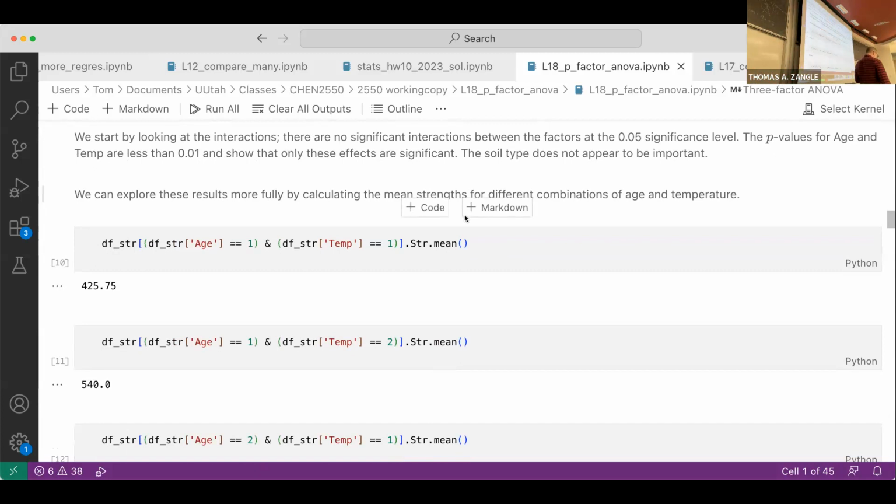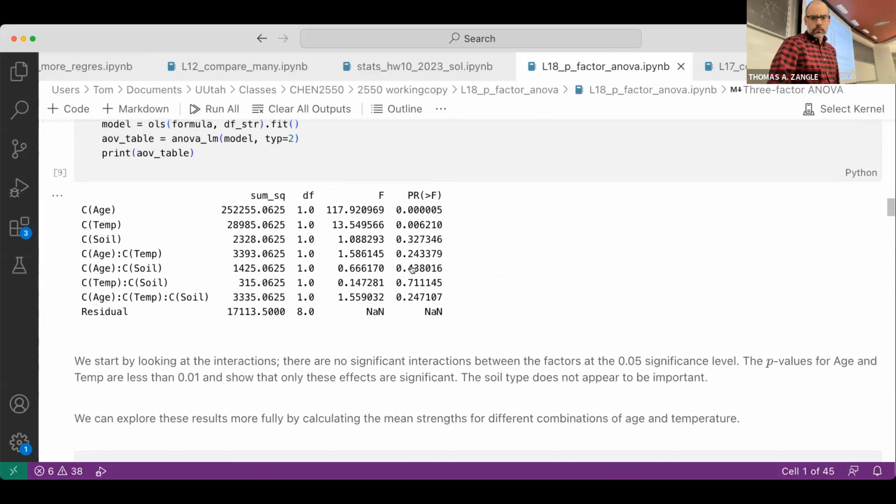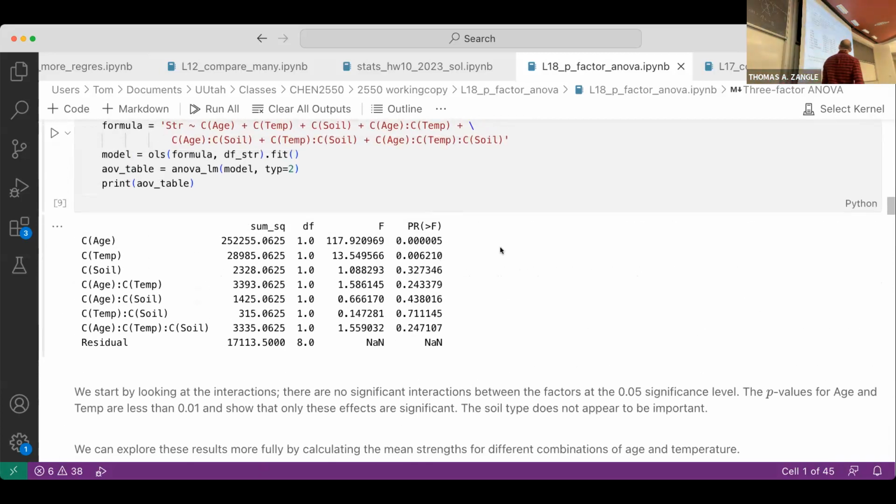Yep. So just about interpreting the results, when you say there's not a significant probability of a combination of age and temperature, is that saying that different ages don't do better under different temperatures?